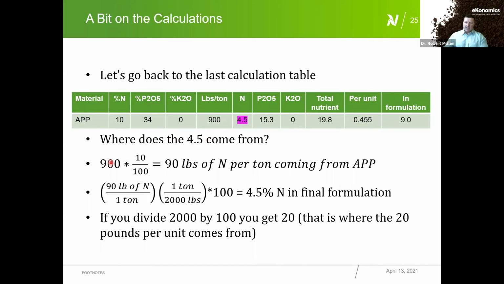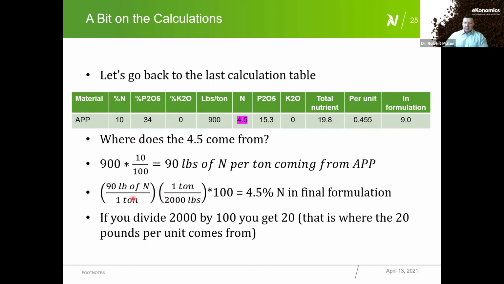If I supply 900 pounds of ammonium polyphosphate, it's got 10% nitrogen. That means I'm going to be supplying 90 pounds of nitrogen to this ton of material, and that's coming from the ammonium polyphosphate. So that 90 pounds represents what percentage of nitrogen in the final blend? If you go back to the very first webinar we did in this series talking about fertilizer calculations, this looks fairly similar to dimensional analysis because it is. If I'm supplying 90 pounds of nitrogen from ammonium polyphosphate, what does that represent in the final blend?